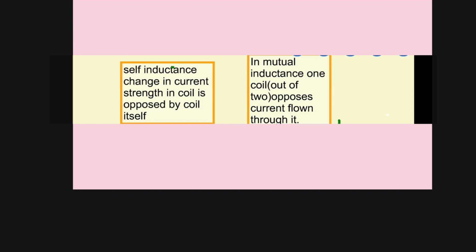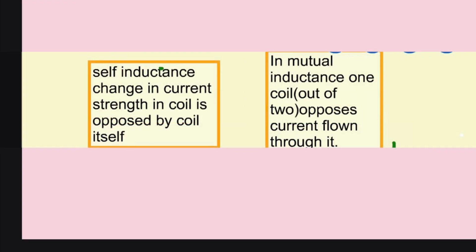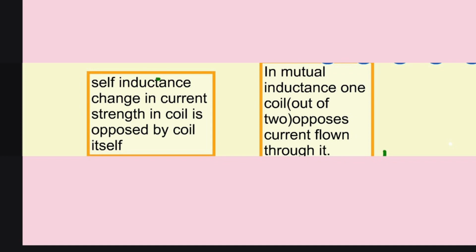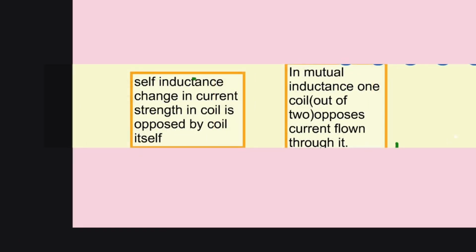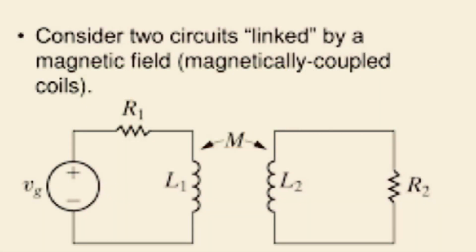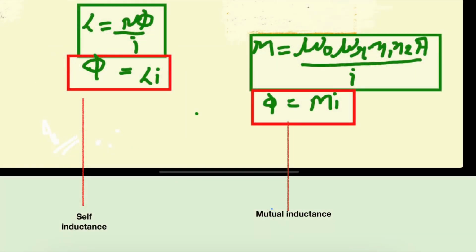Here is the difference between self-inductance and mutual inductance. In self-inductance, the change is opposed by the coil itself, while in mutual inductance, one of the two coils opposes the current flowing through it. In self-inductance, L is equal to N phi by I, and in mutual inductance, M is equal to mu 0 mu r N1 N2 A by l.